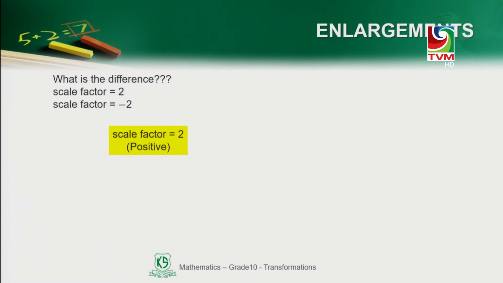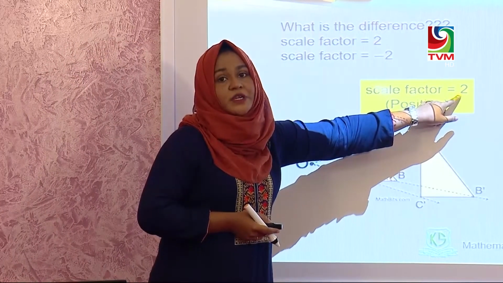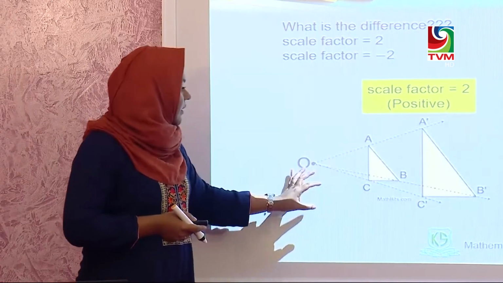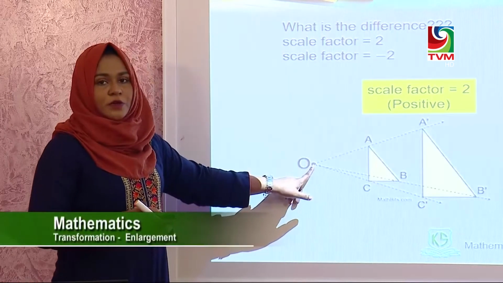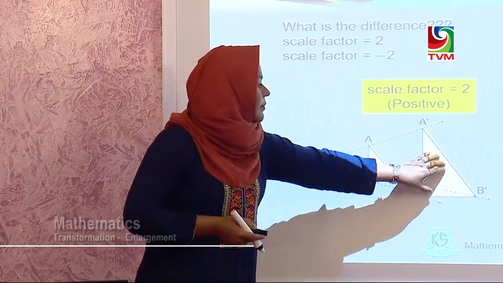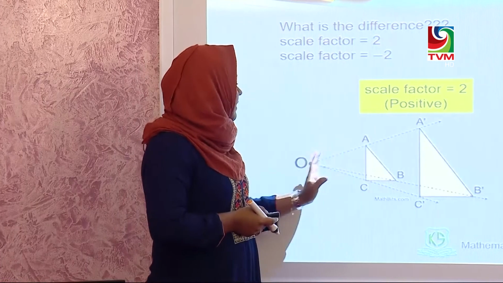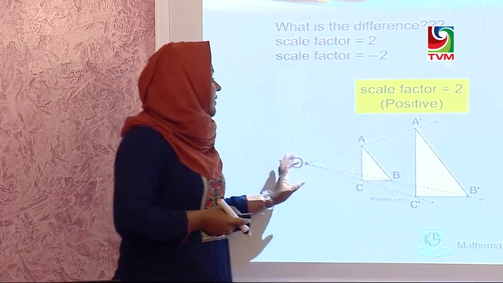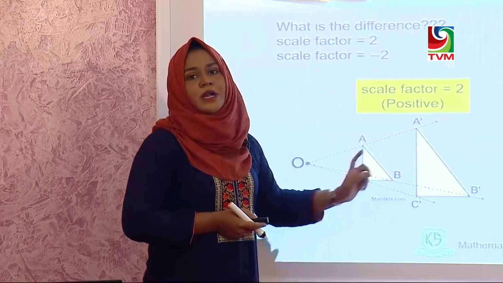If your scale factor is positive 2, likewise we have discussed here, triangle ABC is the object and this is the enlargement, that's the image. So if you have a positive scale factor, scale factor 2 means your enlargement will be twice bigger than the object. As you can see here, the enlargement is twice bigger. Here O is the center of enlargement. You can see both the object and image are on the same side of the center of enlargement, which is the right side, and their orientation is also the same. Both the object and the image are in the same direction.